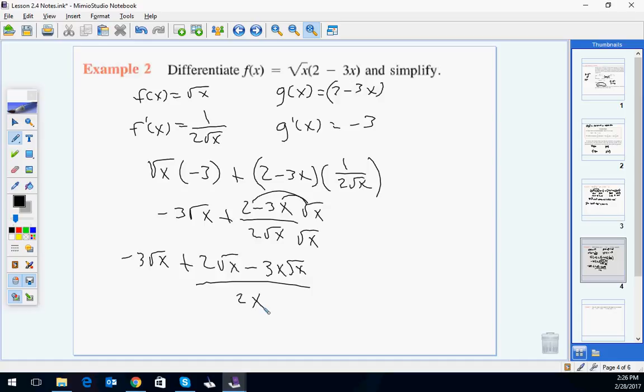So, is there a way I could put these together as one fraction? Just times 2x at top and bottom, common denominator. So this is all just fraction work now. The reason that helps is because I have like terms here. I have the negative 6x root x and the negative 3x root x, which is negative 9.